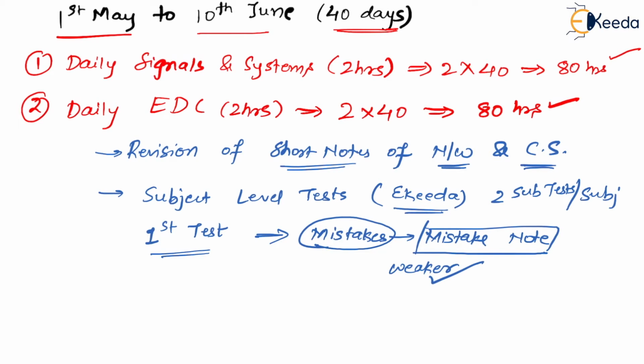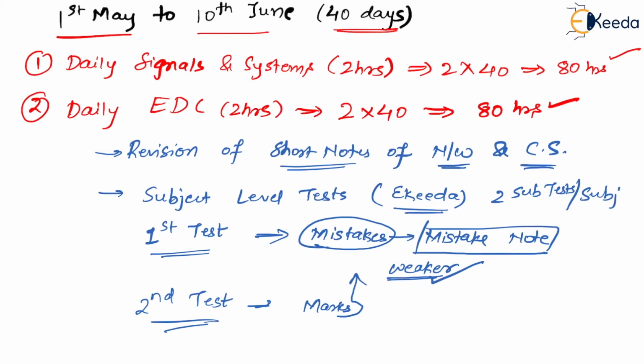And please strengthen those weaker areas. Revise those parts multiple times, and then give the second test of the subjects. Please give the second test of networks and control systems, and in that second test your marks are going to increase. Why? Because you have worked on your weaker sections, so it will go on increasing and increasing.